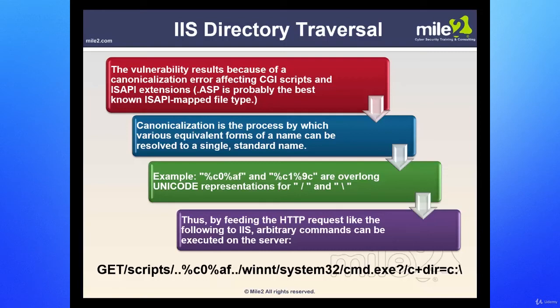Now here we're going to WinNT System32, which means it's most likely an NT4 server or a Windows 2000 server. But you can see we're using the GET scripts, popping in our %C0%AF, putting in the WinNT System32 cmd.exe, and then the question mark. Remember, after the question mark we can put in our parameters. In this case we're doing /c+dir=c:, and basically we're getting a directory listing of the C drive in our web browser.